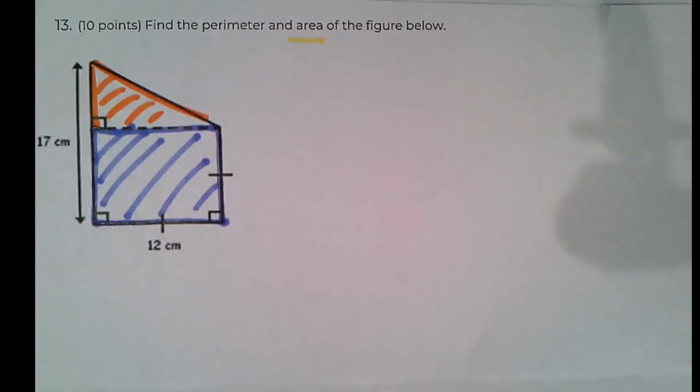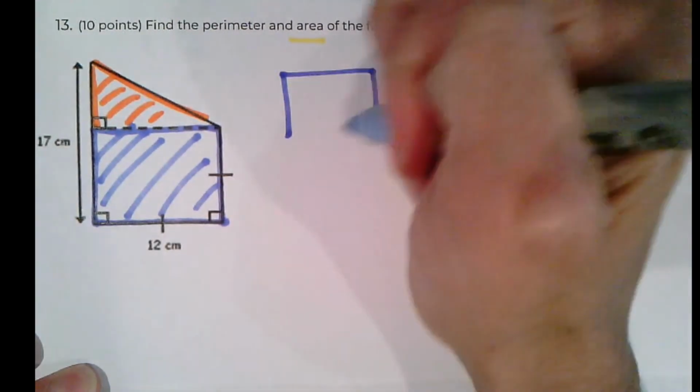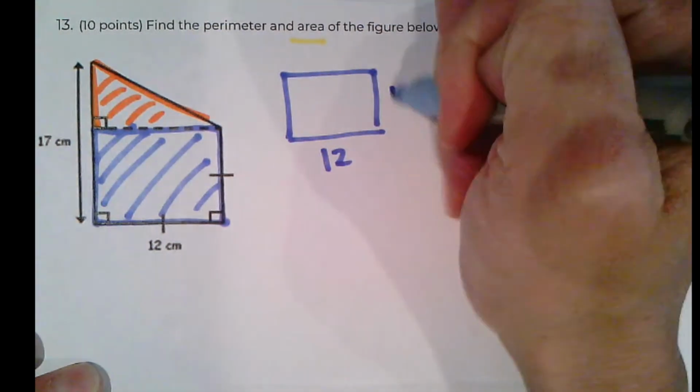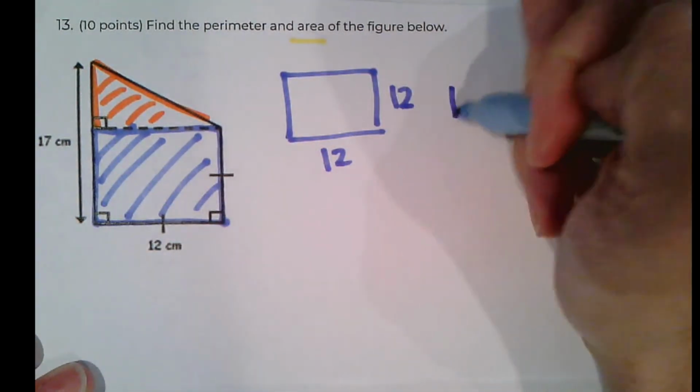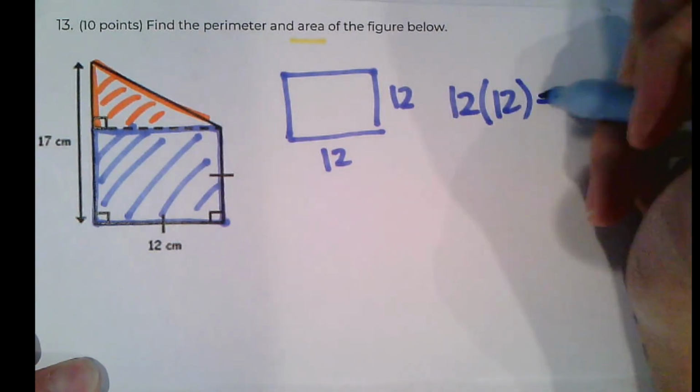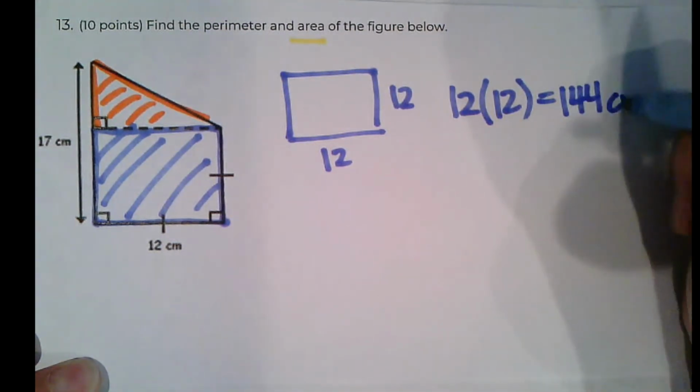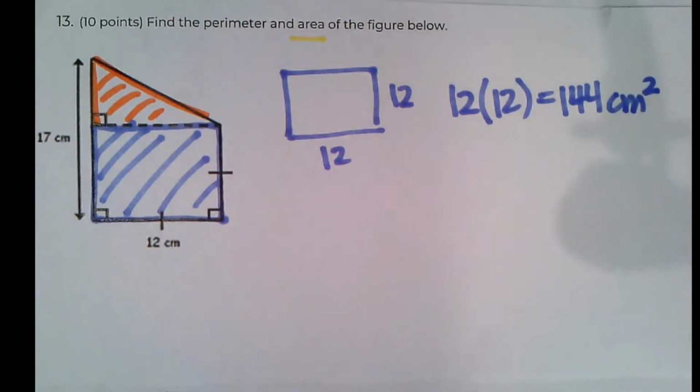So I need to find the area of both of those and add them together because we have both of them in our drawing. I always start with the rectangle because it's always the easiest. It's just length times width. If this is 12 by 12, the area of my rectangle is 144 square centimeters. Okay, and then I've got my triangle.